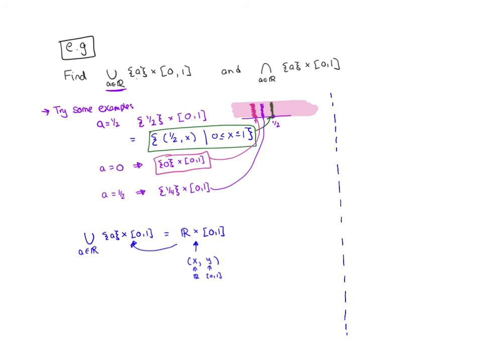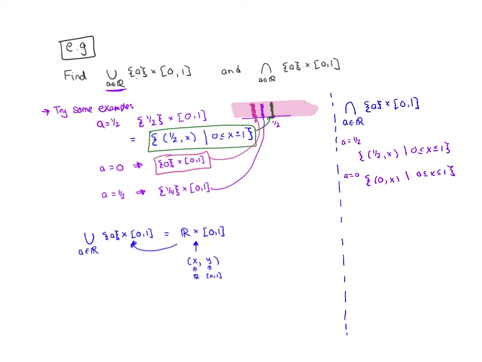So if I do the intersection over A in R of the same set, A cross [0, 1]. Now I'm going to be intersecting these different sets. So again, if I think about some examples here, when A equals 1/2, I'm getting that set that has a half as the first coordinate, and then x as the second, where x is between 0 and 1. And then when A equals 0, I'm going to get the same thing, but the first coordinate is 0.